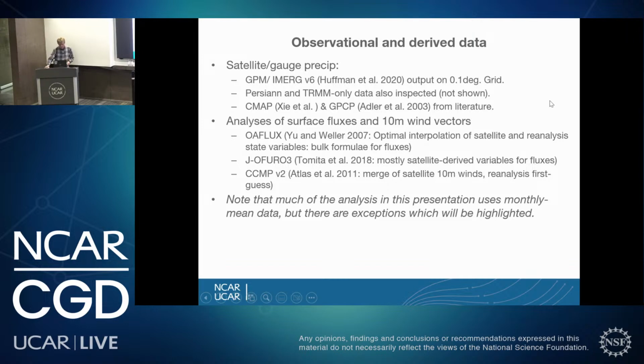And there's results from literature. And then I'll also talk about surface fluxes, 10-meter wind vectors. OA flux is a well-known optimal interpolation to get fluxes. JF403 is a high resolution, 1/4 degree, mostly satellite-derived estimate of fluxes. CCMP is a merge of the wind vectors at 10 meters.